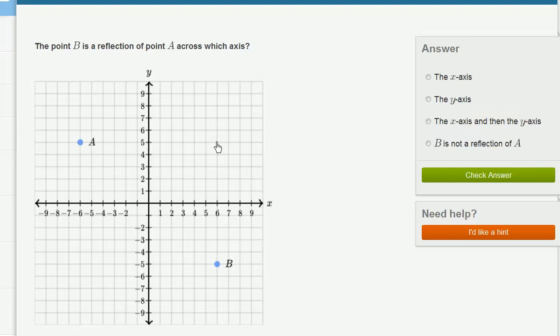So if I reflect A just across the y-axis, it would go there. And then if I reflected that point across the x-axis, then I would end up at 5 below the x-axis at an x-coordinate of 6. So to go from A to B, you could reflect across the y and then the x, or you could reflect across the x. It would get you right over here. It would get you to -6 comma 5, and then reflect across the y. So it's really reflecting across both axes. So we would reflect across the x-axis and then the y-axis. It would have also been legitimate if we said the y-axis and then the x-axis. Let's check our answer. We got it right.